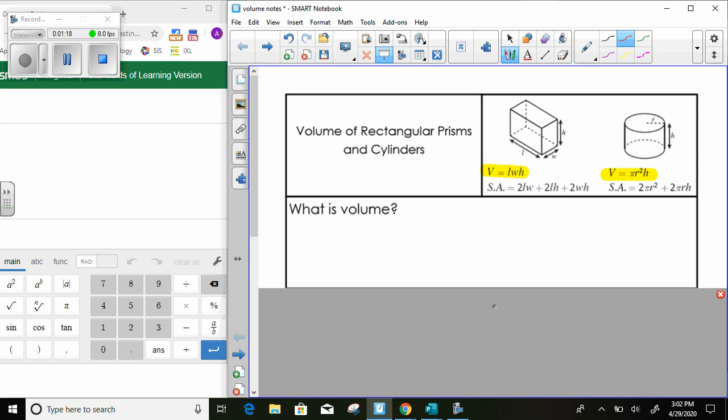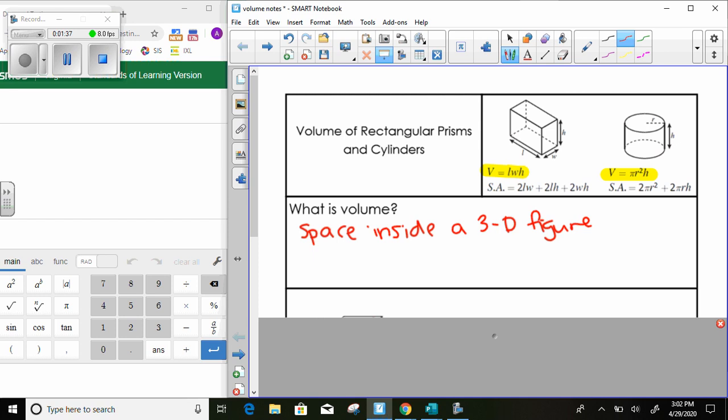So before we get started with solving things, let's think about what volume actually is. Volume is the space inside a 3D figure. Now typically you would be seeing volume in real life. Maybe it's the cereal inside of a cereal box, or you're filling up a pool. Whatever is going inside of the figure, that's going to be what your volume is. So I'm going to say water in a pool is going to be our example.